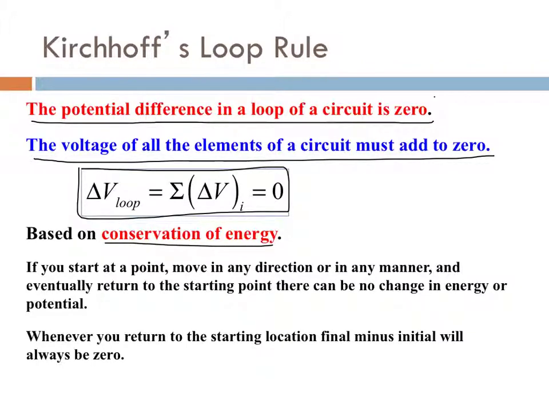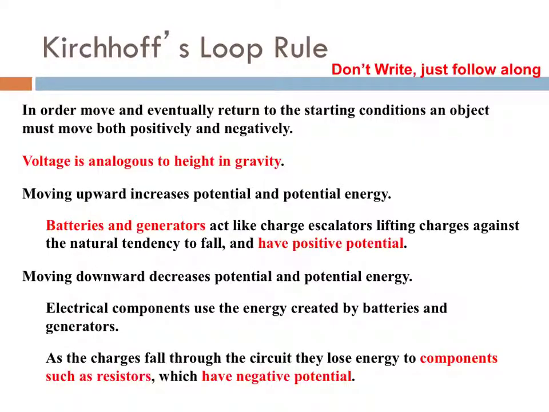Our potential is providing our change in potential energy, and that change in potential energy has to decrease all the way back to zero in order for us not to gain or lose any energy. So to really imagine Kirchhoff's loop rule, we need to remember that voltage is analogous to height in gravity. So batteries and generators act like charge escalators, lifting charges against the natural tendency to fall and have positive potential. Again, moving downward decreases potential and potential energy.